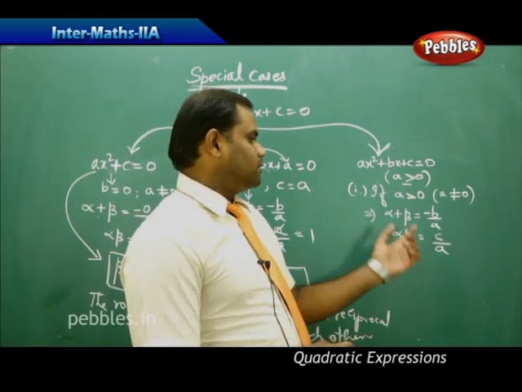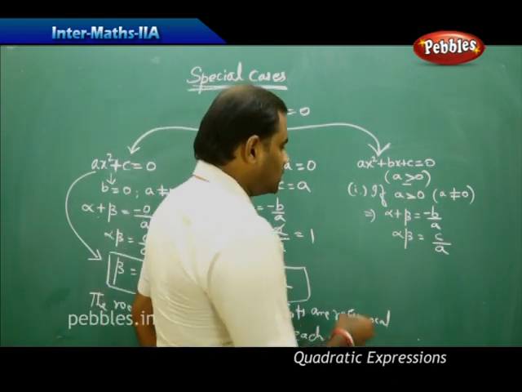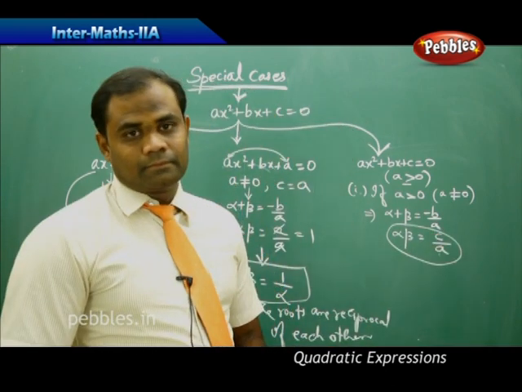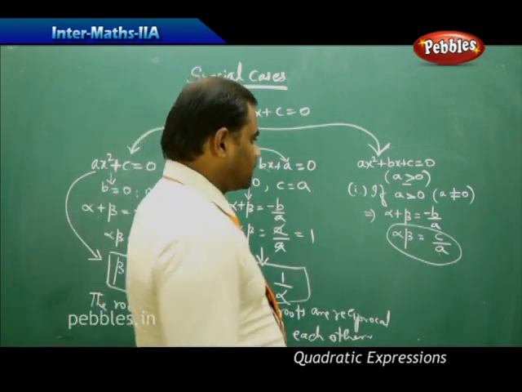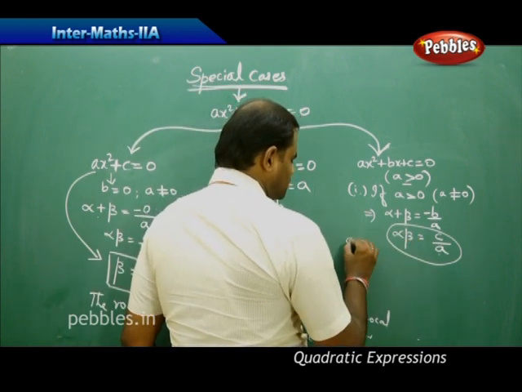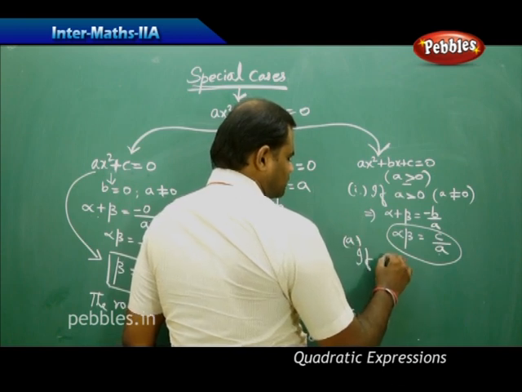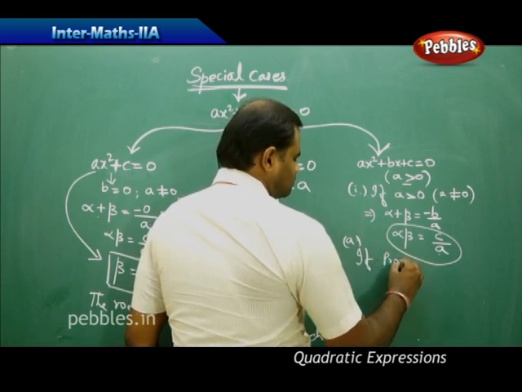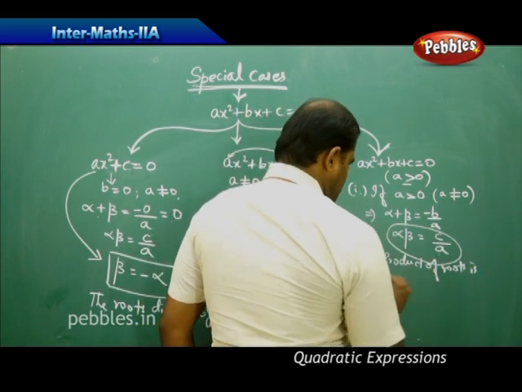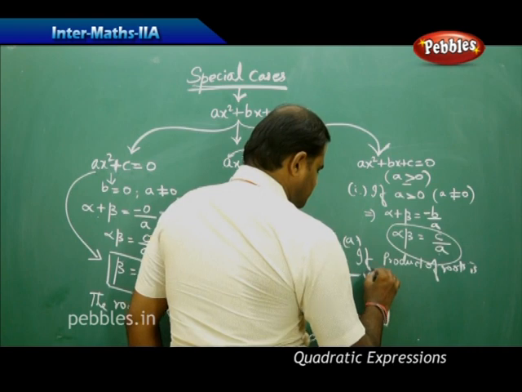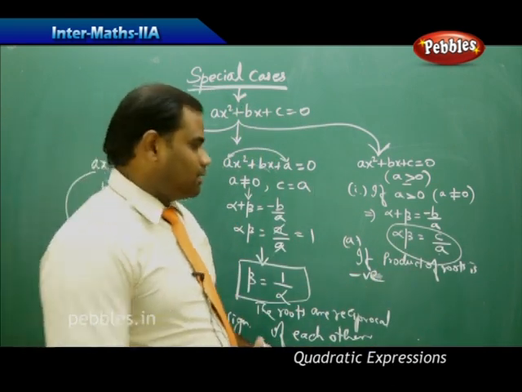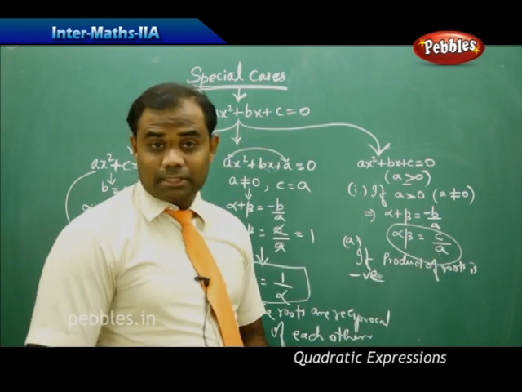So from this, if I assume that a is greater than 0, let me take the product of the roots, which is c by a. Now here I clearly identify the product of roots. If I take the first case, if the product of roots is negative, then a being positive, obviously c must be negative.